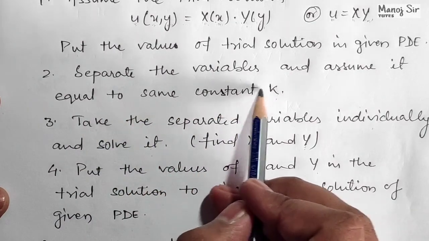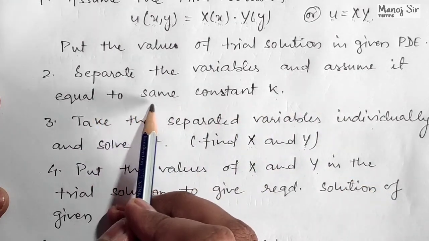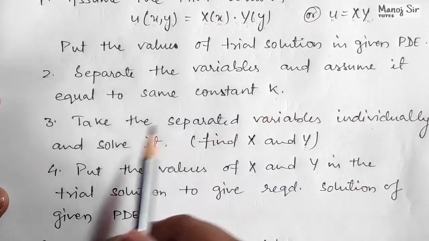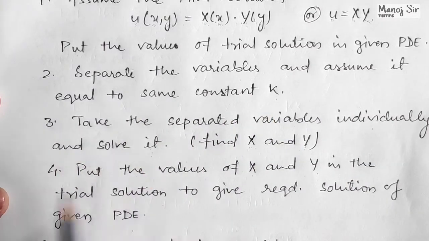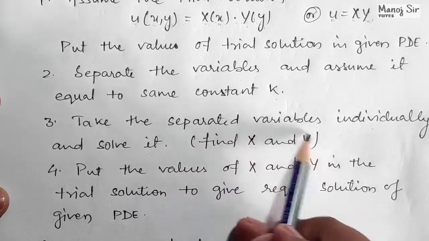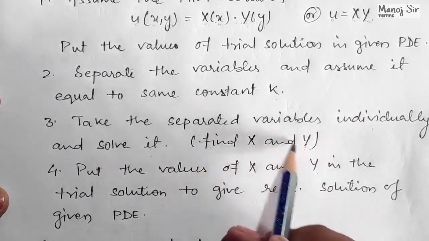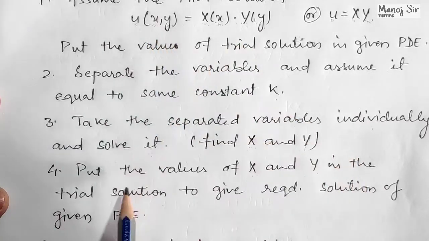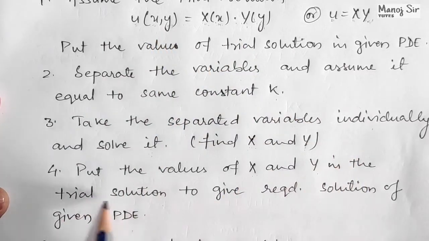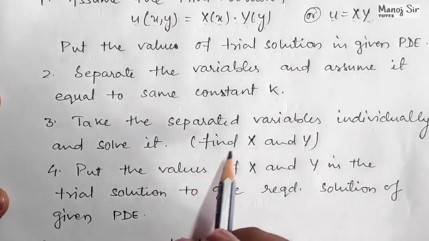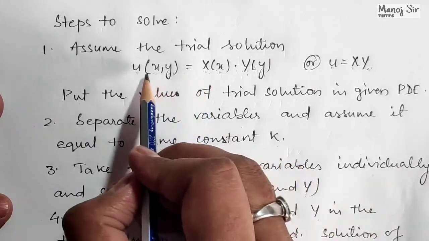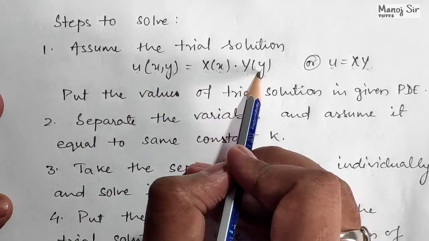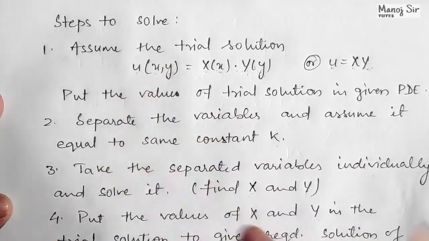Separate the variables and assume it equals to the same constant k. Then take the separated variables individually and solve them so that we can find the values of X and Y. Once you get the values of X and Y, simply put them in the trial solution to give the required solution of the given partial differential equation. After finding the values of X and Y, we will put them in the trial solution, that is u equals to X into Y, and that u will be my answer.